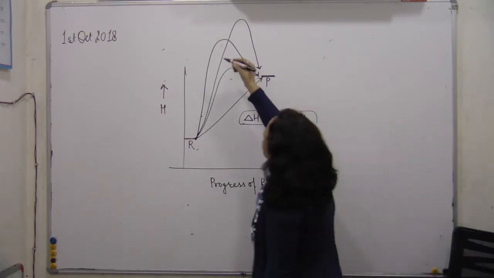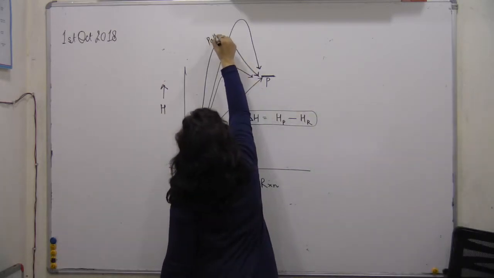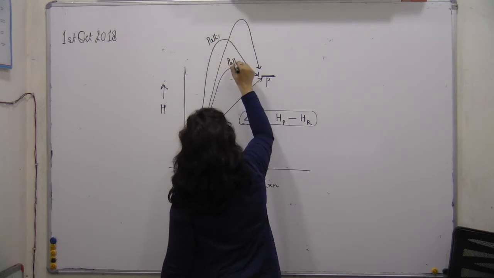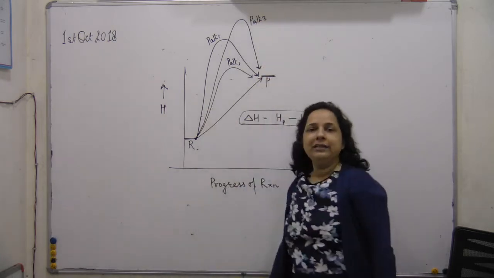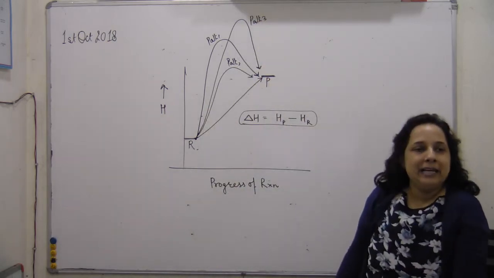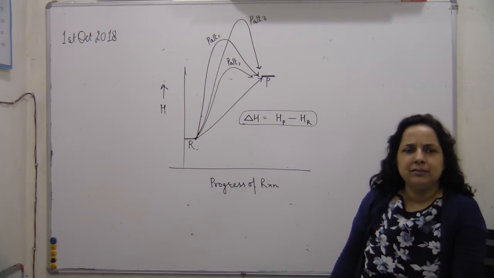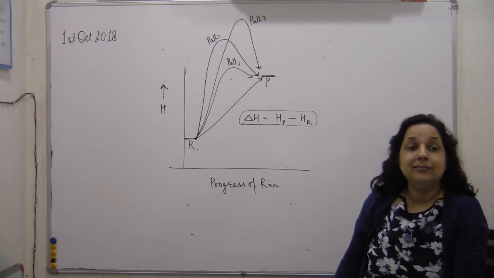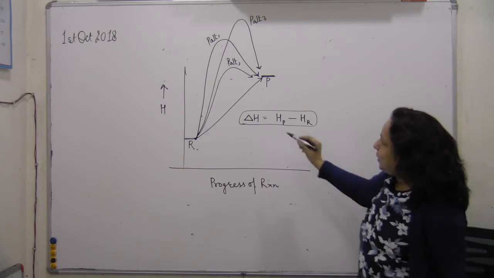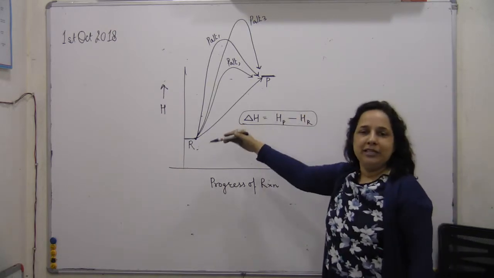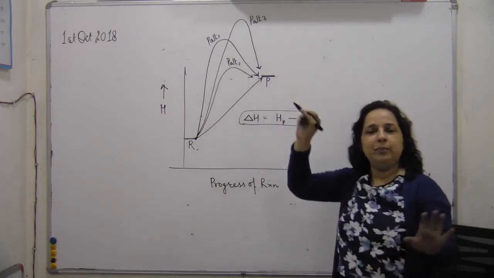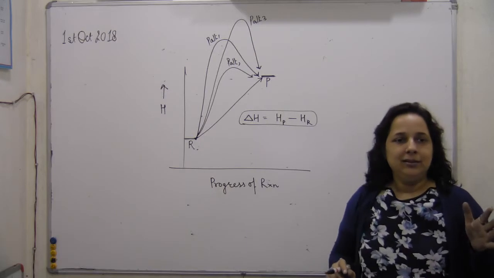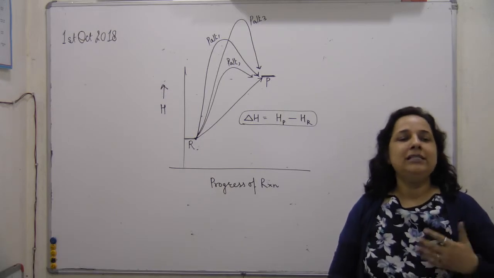Yes. Now I have written three paths. Path 1, let us suppose this is path 2 and path 3. For all the three paths, the enthalpy change is going to be same or different? Same. Right? It means its value depends only on initial and final value, not on the path followed. Whatever the path may be, hardly matters. That type of property is called state function property.